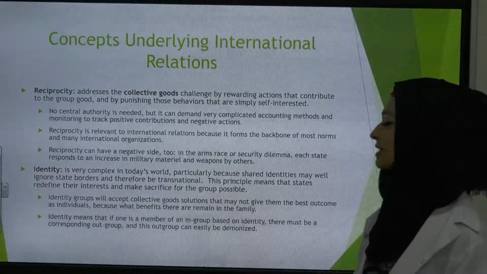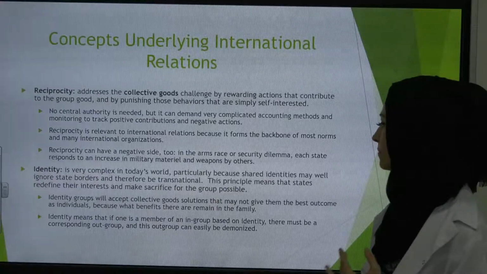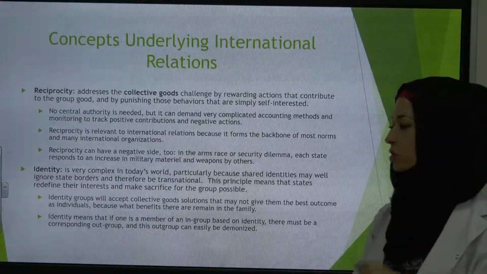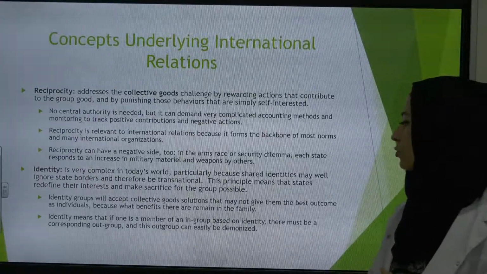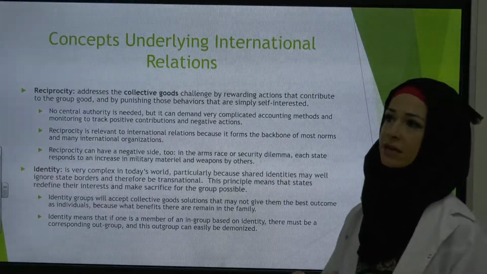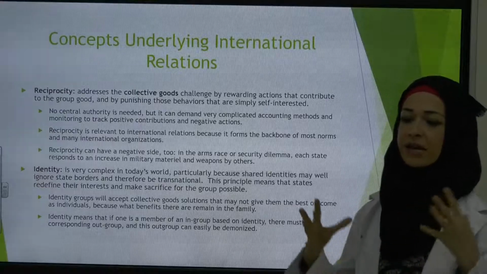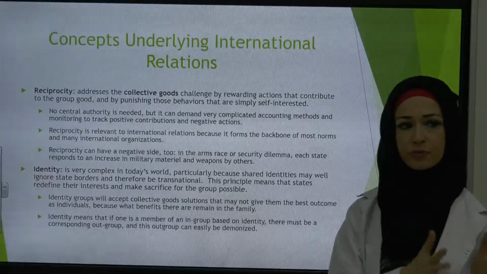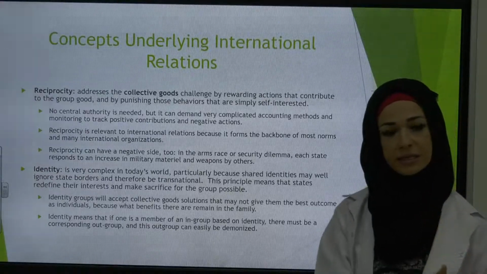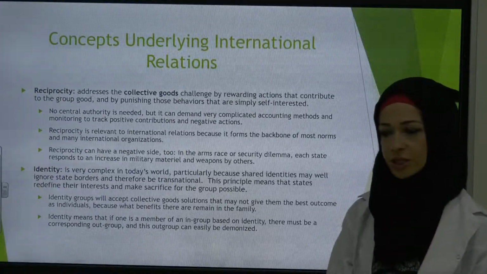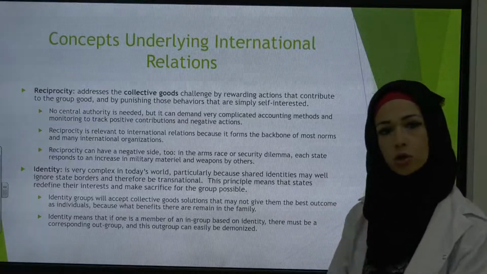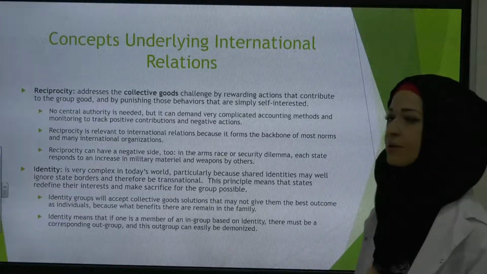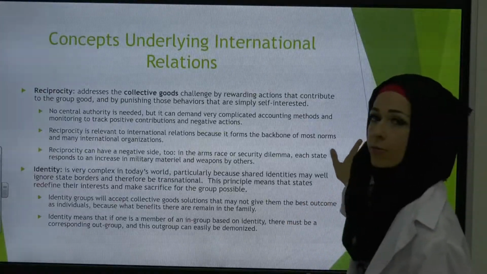What does this mean? Identity means that if one is a member of an in-group based on identity, there must be a corresponding out-group, and this out-group can easily be demonized. So they have an identity, but the problem is it's dispersed between their identity as a citizen, as a religious identity, as a cultural identity. So in the global world that we live in, this is becoming a bigger and bigger problem.